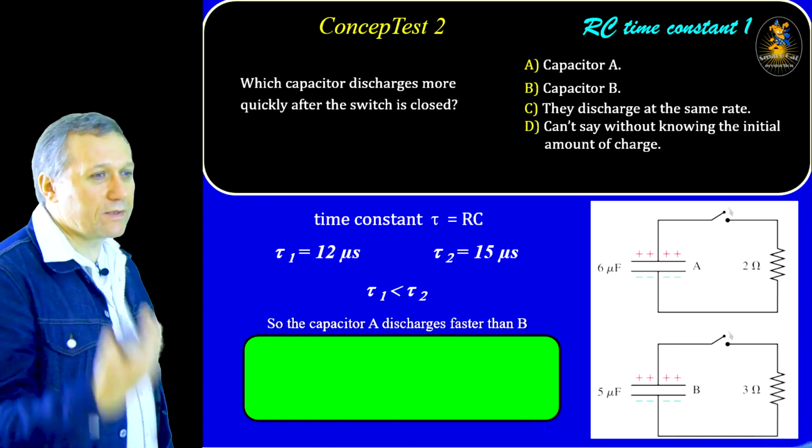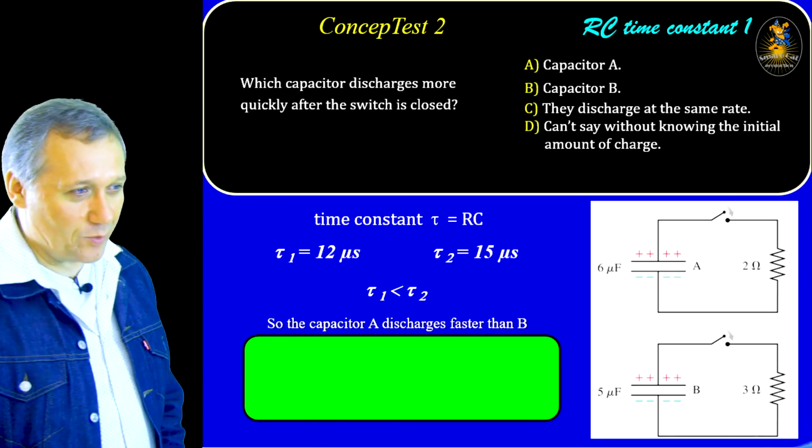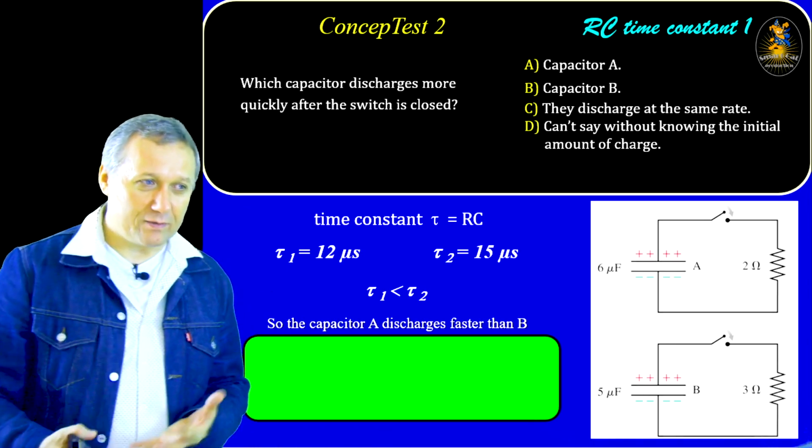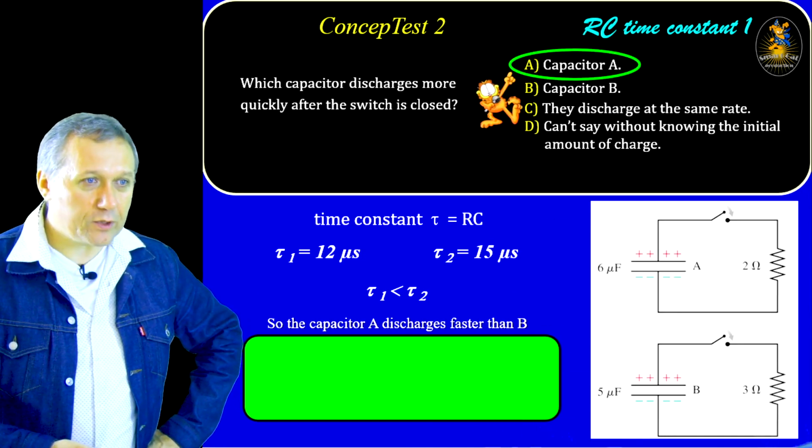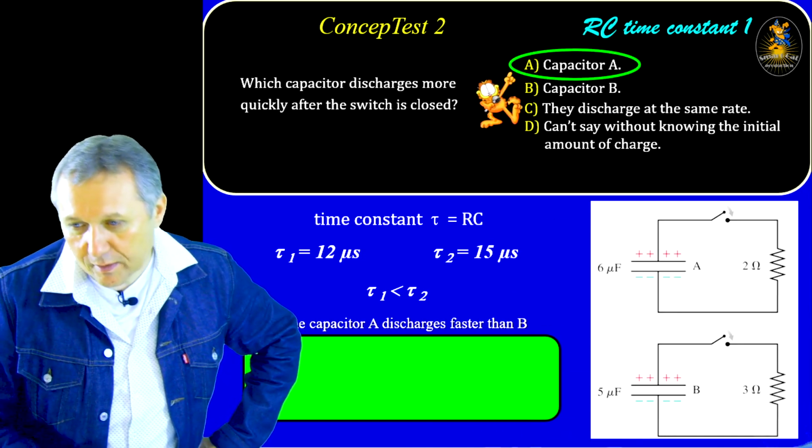Again, that's why time constants are important, so you can quickly analyze the behavior of circuits. Okay, so capacitor A, and most of you answered that.